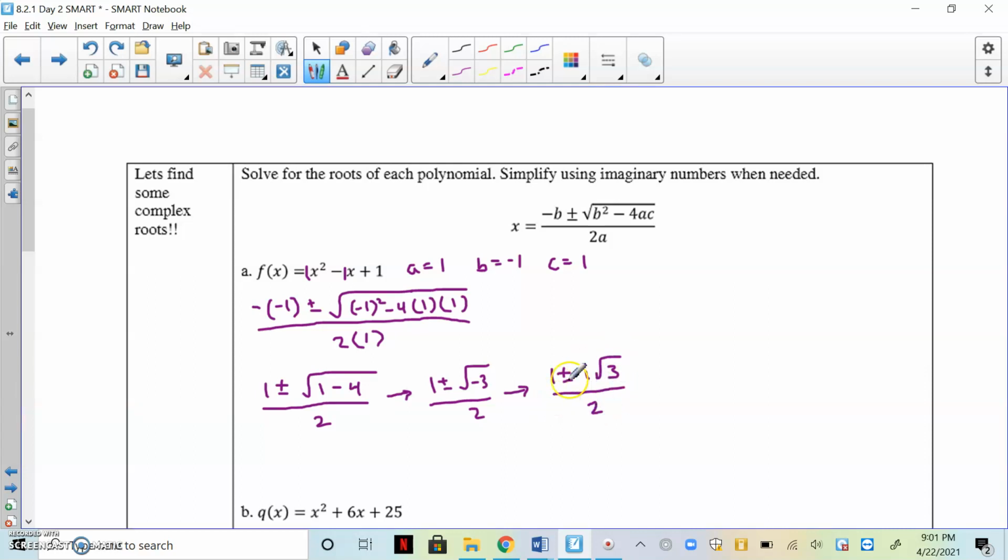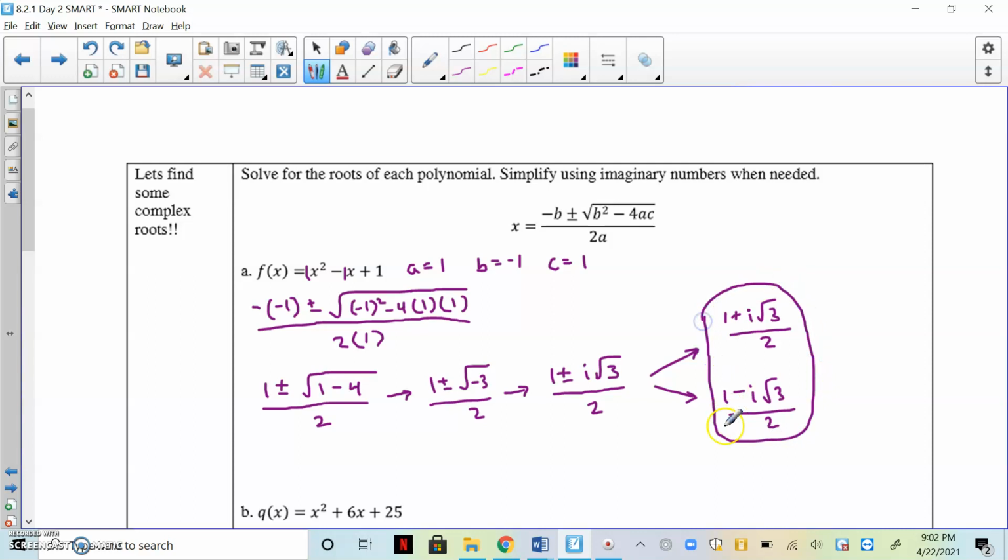All right, so basically these are our 2 roots, and if you wanted to write them separately, you would write 1 plus i root 3 over 2, and the other one would be 1 minus i root 3 over 2. Okay, and these are my roots.